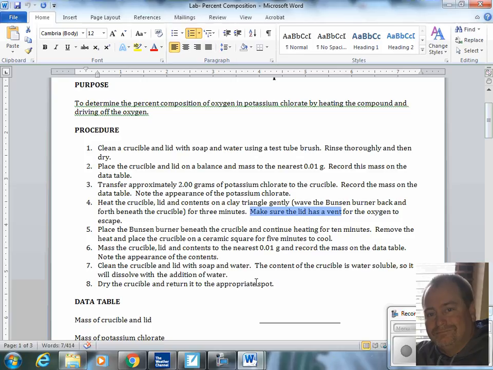When you're completed with this lab, take the crucible and the lid and wash them in soap and water. Okay? The final contents in this crucible are a salt. So that final content will be water soluble and rinse right down the drain once you rinse it out. When you're completed, dry the crucible and place it in the appropriate container.